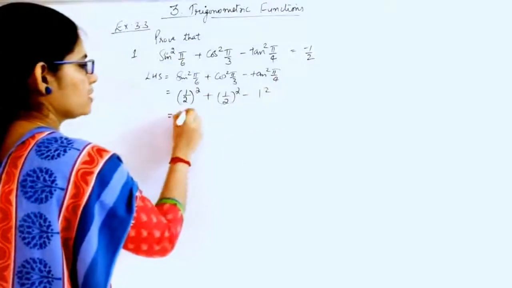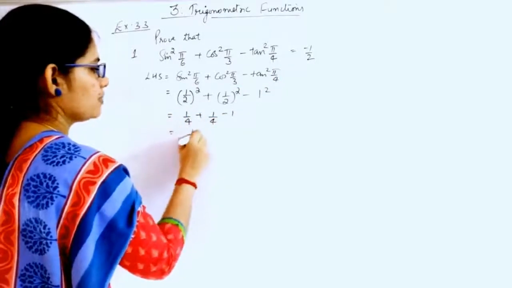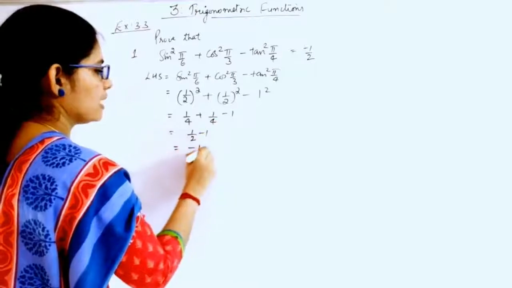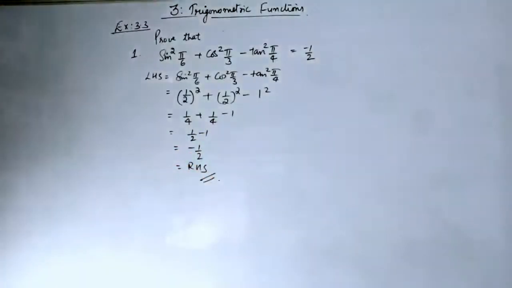Okay, so that you are getting 1 by 4 plus 1 by 4 minus 1, which is 1 by 2 minus 1 is equal to minus 1 by 2. And this is your RHS. Okay, so you got your answer.